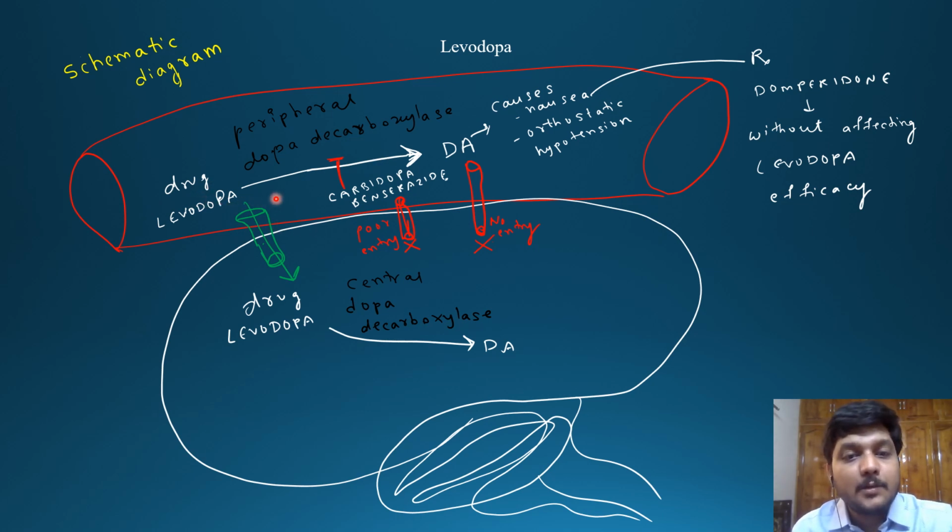When levodopa is metabolized into dopamine in the blood, it causes nausea and orthostatic hypotension. For this nausea, the treatment is domperidone. Domperidone can be used to treat this nausea without affecting the efficacy of levodopa.